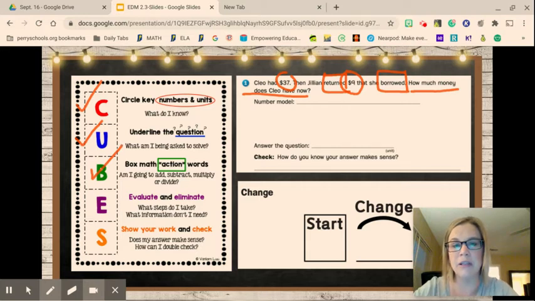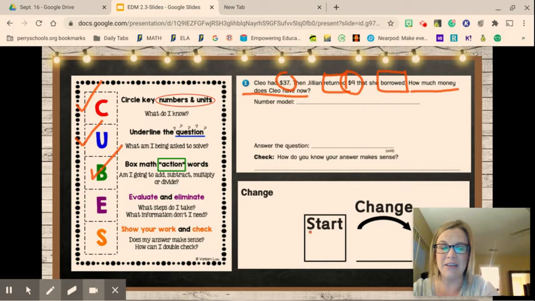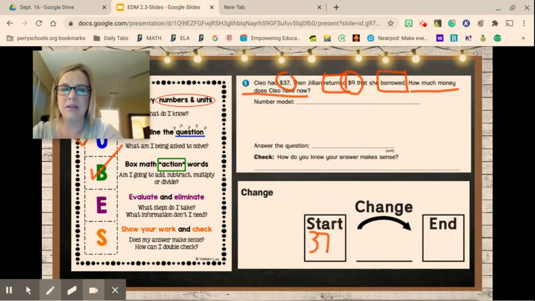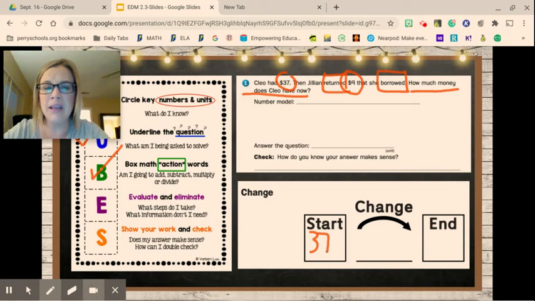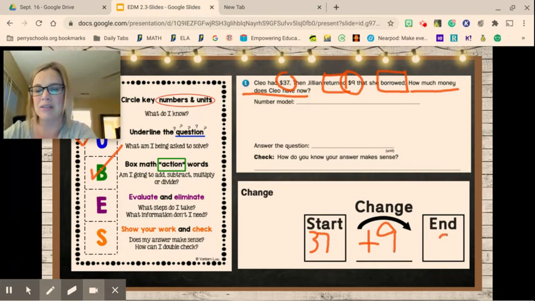So I'm thinking about Cleo. She had $37 in the beginning. And then Jillian returned the money. So that means Jillian gave the money back to Cleo because she had borrowed this money from Cleo. So at this point in the problem, Jillian's giving the money to Cleo. So if Cleo's getting money, then we're going to need to add money. So we're going to say add, and she returned 9. So we're going to add $9. And we're going to see how much she has now, which is going to be the end.